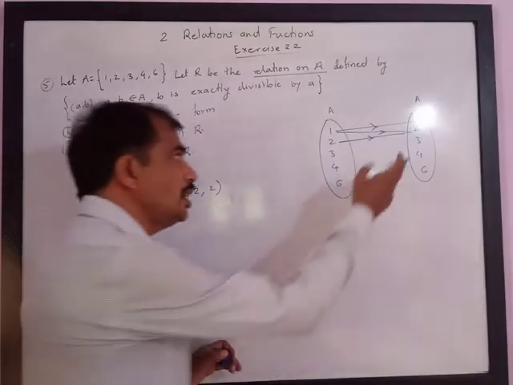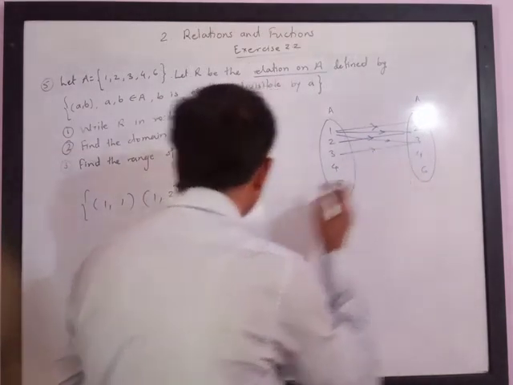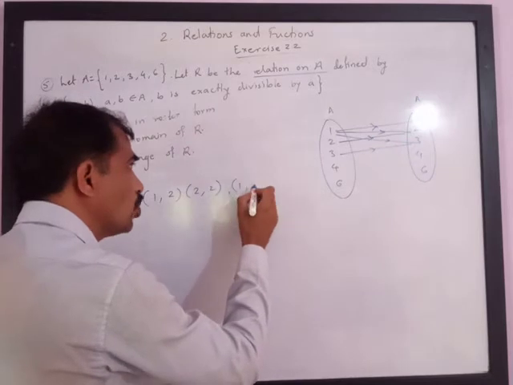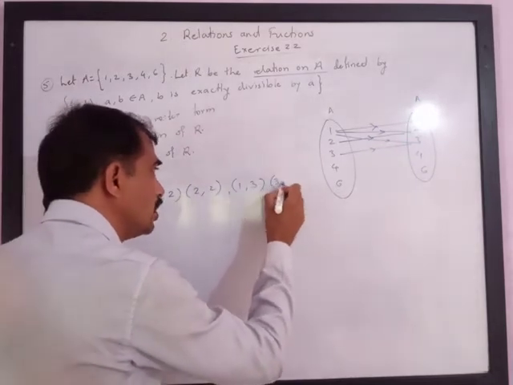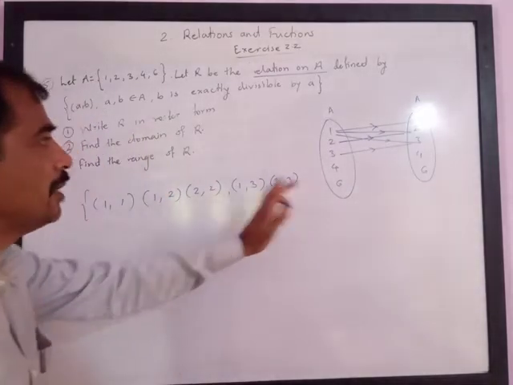Next is 3. 3 is divisible by 1 and also by 3. So we have the next elements as (1, 3) and (3, 3). Please note I am writing this 3 on this side. B is the second element, A is the first element.